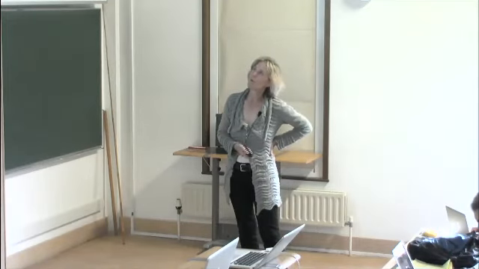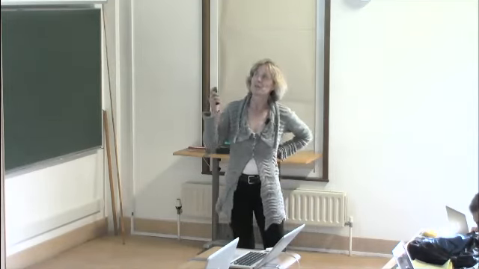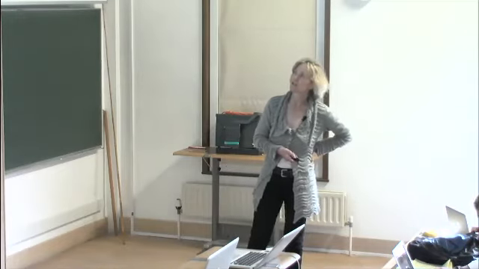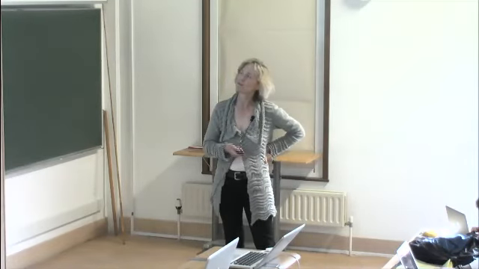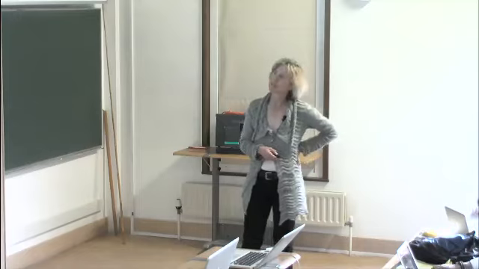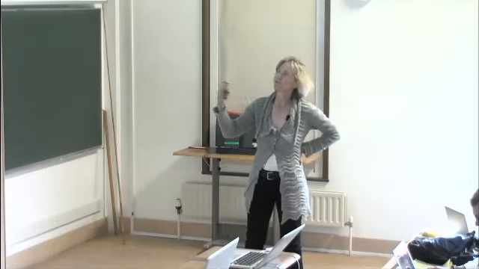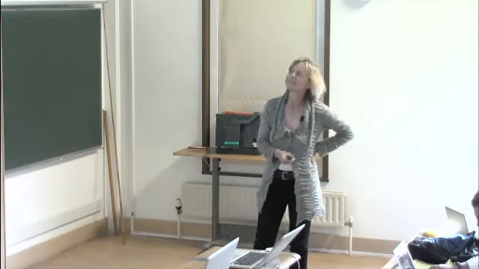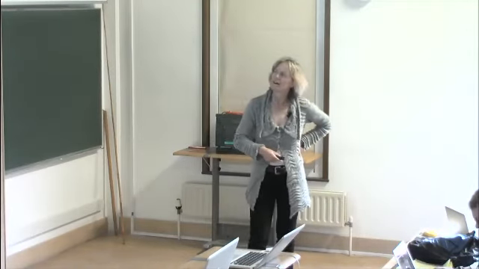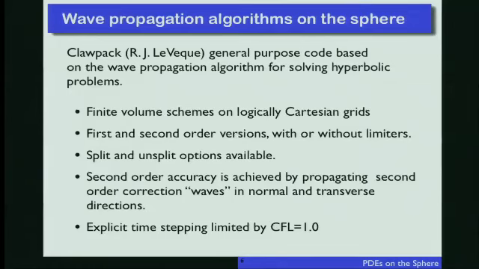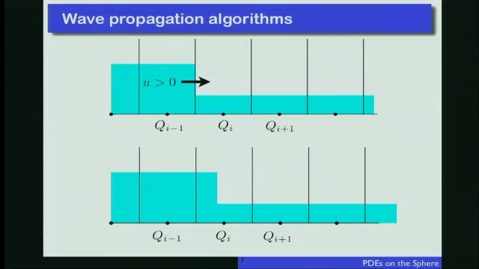So I'll say a few things about wave propagation algorithms. These are finite volume schemes on logically Cartesian grids, first and second order, with or without limiters. There are split and unsplit options. I'm describing the implementation, which is in a code called ClawPack. The wave algorithms are the more theoretical underpinning for the code. Second order accuracy is achieved by propagating second order correction waves in normal and transverse directions, and it's a CFL limited explicit time stepping scheme. And so the idea is really simple.